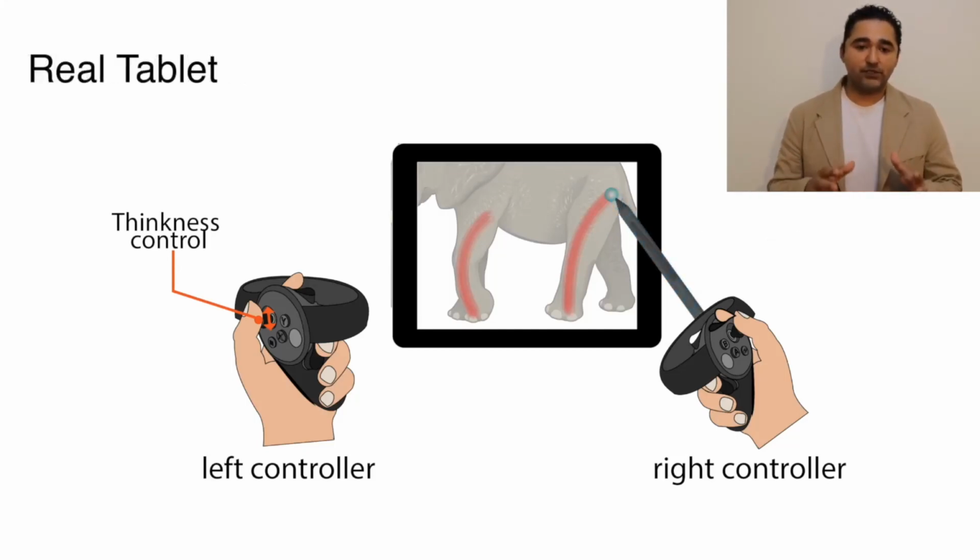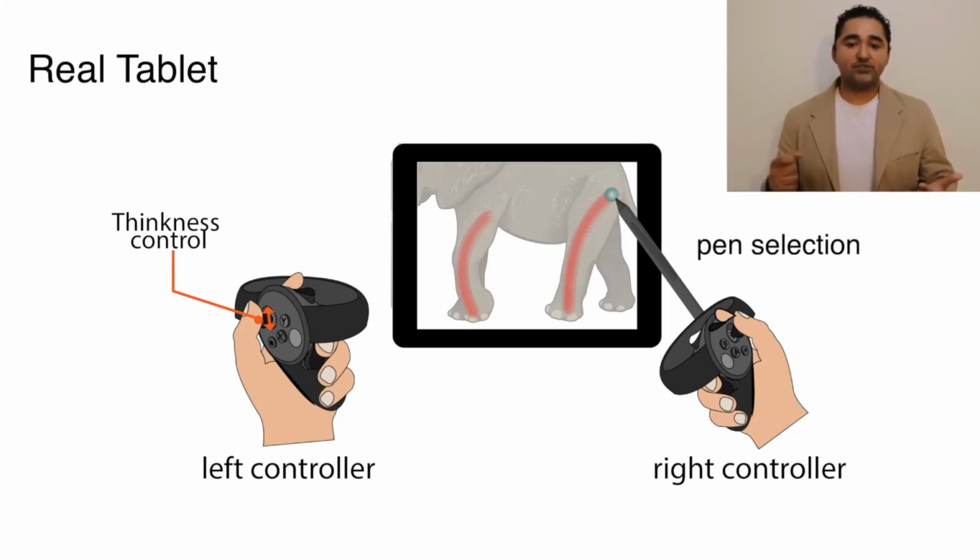In the real tablet condition, in addition to this mid-air selection and virtual representation with the slicing volume tool, participants were given an iPad Air tablet which was attached to the left controller and a physical pen attached to the right controller to allow selection and deselection of target points with an additional stability and haptic feedback.